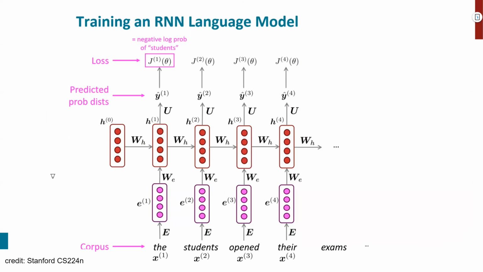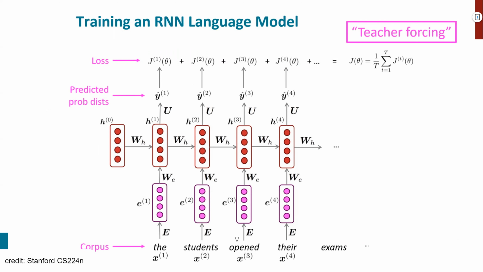Okay, training an RNN language model. From this corpus, you predict the probability distribution. And if this is quite different from what we expected, then a large loss will be incurred. And then we calculate the negative log probability for opened because the next word is opened. Then there, exams, and we sum up these losses.